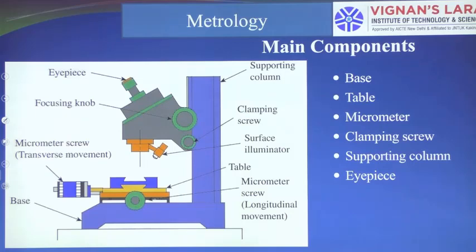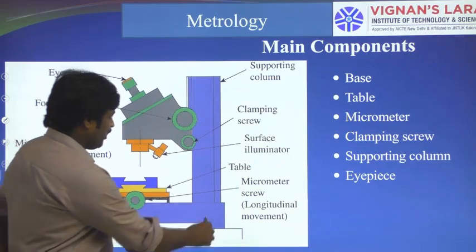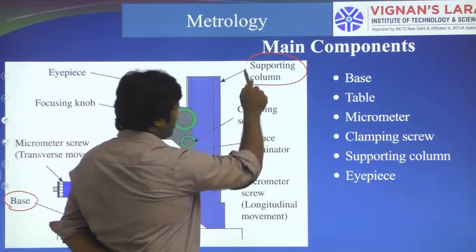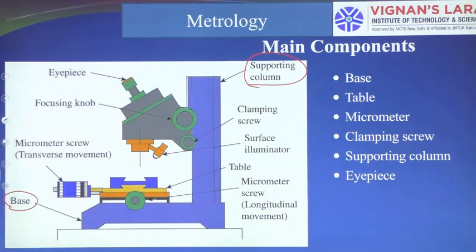So this is the schematic. This is the line diagram of a toolmaker's microscope. So the components: here it consists of a rigid base. On the top of this rigid base, we have a column. A supporting column is mounted on the rigid base. This base is of robust construction, and a vertical supporting column is mounted on the base.